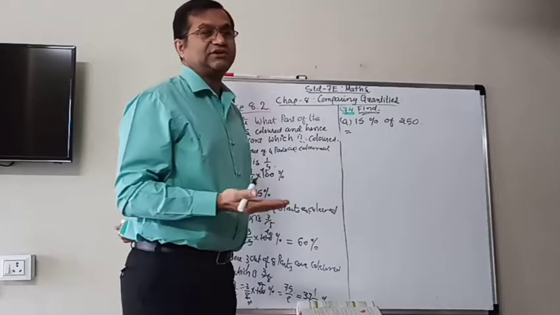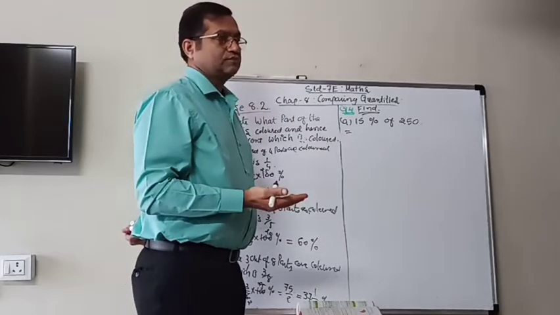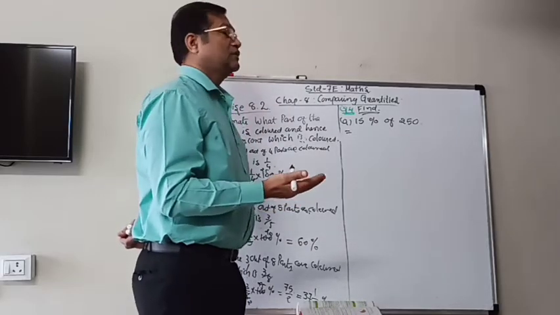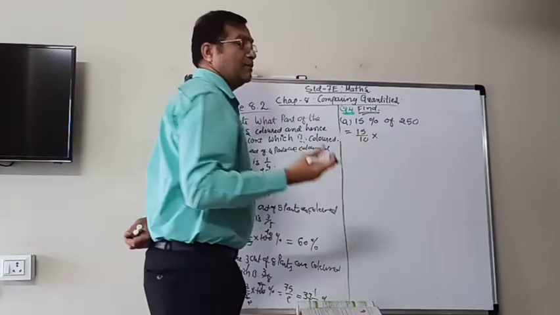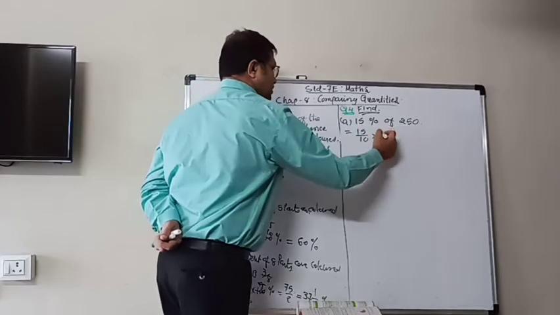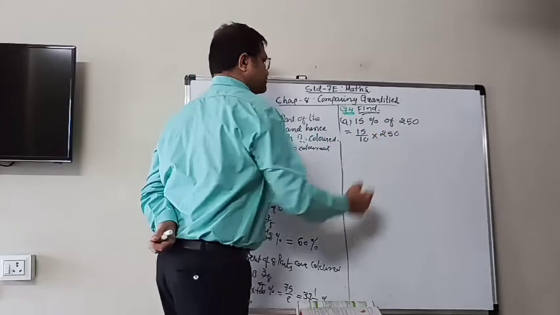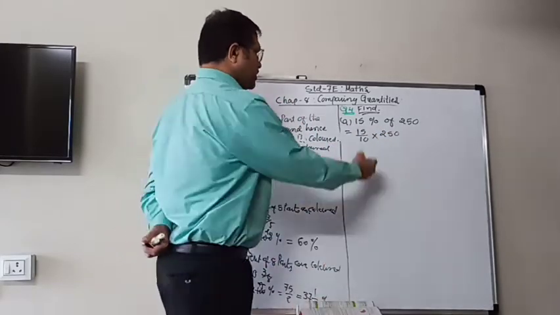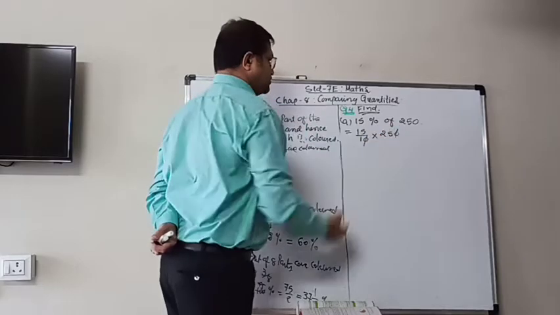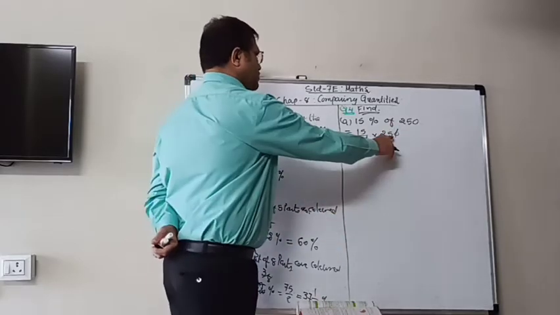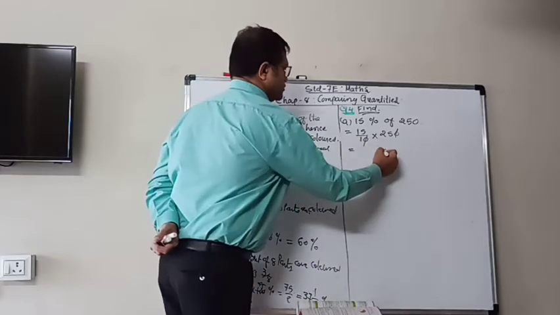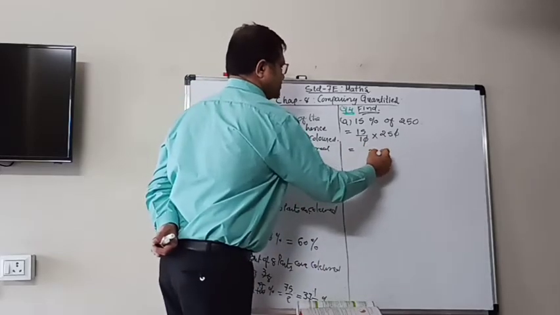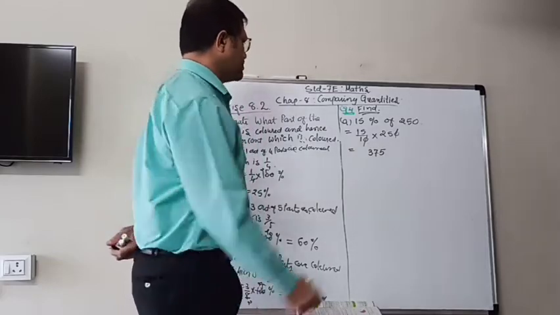Now we know that when percentage is given and of is there, percent is 15 upon 100, and of means multiplied by 250. Now here it is very simple, zeros are cancelled, so you have to multiply 15 into 25. So that is 375.